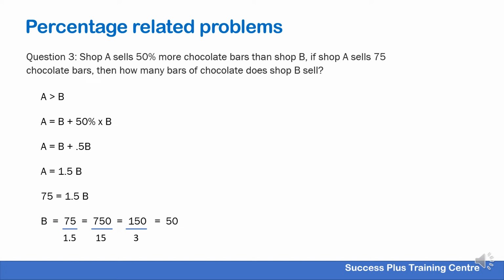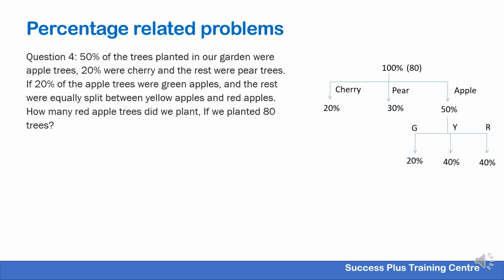Don't forget to check your answers. So the value B, which is equal to 50, must be less than the value of A, which is 75. So this means that our answer seems to be correct. And our final question, question number 4.